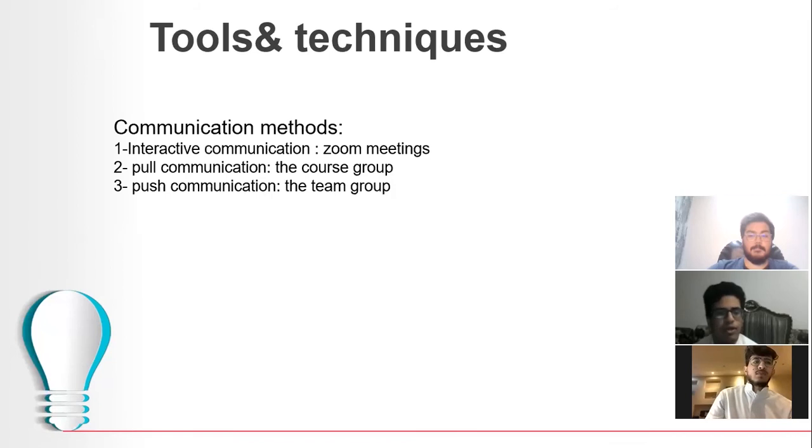For our project, we use all three methods. For example, for the interactive communication, we use Zoom meetings. For the pull communication, we have the course group. For the push communication, we have the team group. So for interactive communication, we meet in Zoom and we interact. For the pull communication, Dr. Saeed puts all the information we need in the course group, and we have to pull from there. And for our team members, we put all the information we found or we think is important in the team group. So we push it in the team group.